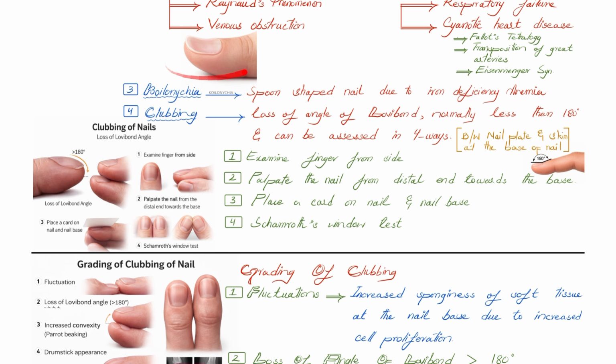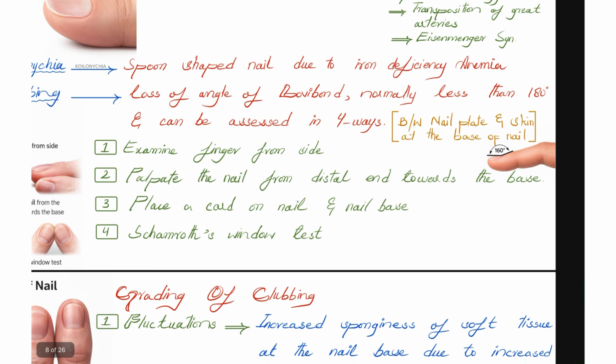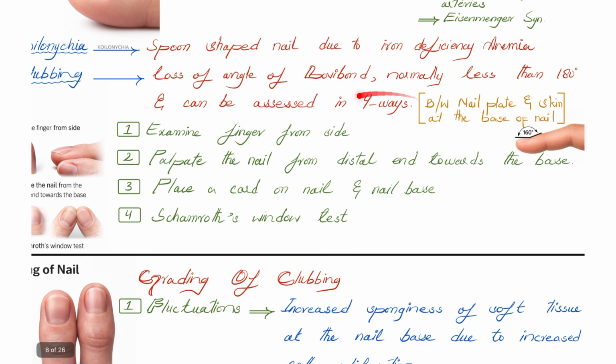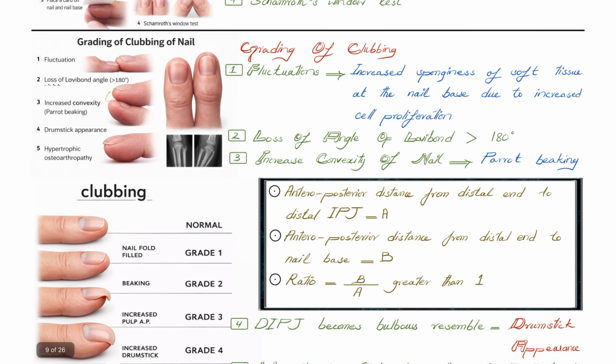Then you can find koilonychia of the nails, that is spoon-shaped nails, and it occurs because of iron deficiency anemia. Then clubbing of fingers or nails, that is loss of the angle of Lovibond. The angle of Lovibond is between the nail plate and skin at the base of the nail, and normally it is less than 180 degrees. So the angle of Lovibond or clubbing can be assessed in four ways: examination of fingers from the side, palpating the nail from the distal end towards the base, placing a card on the nail and nail base, and for this, Schamroth's window test.